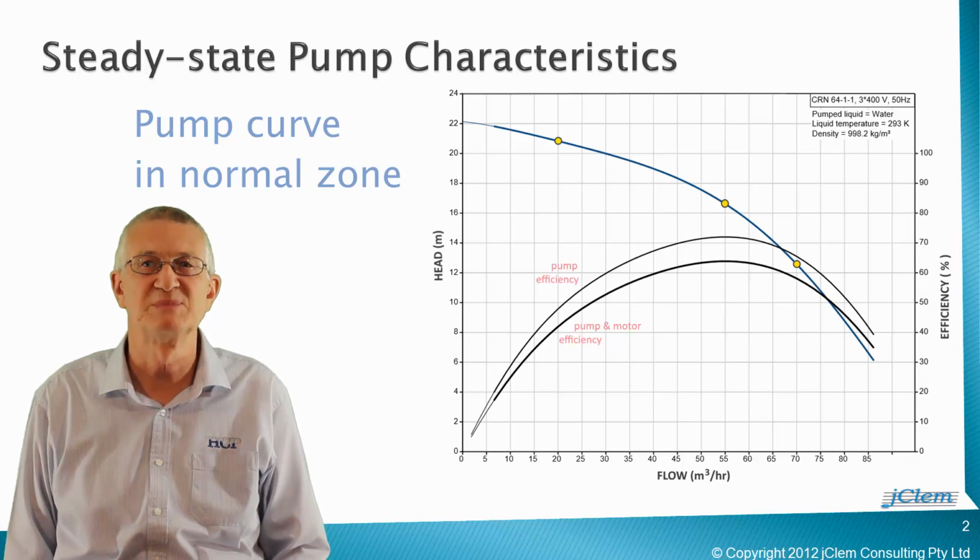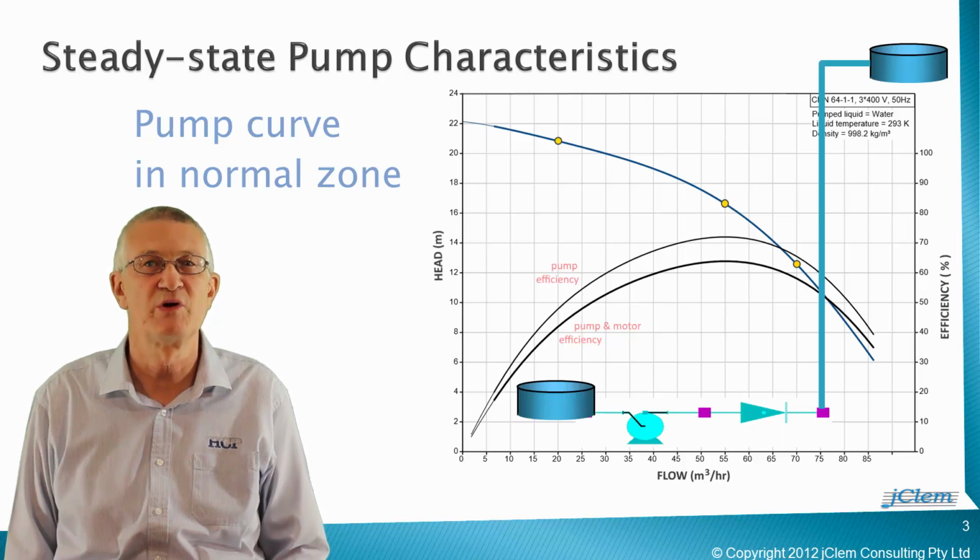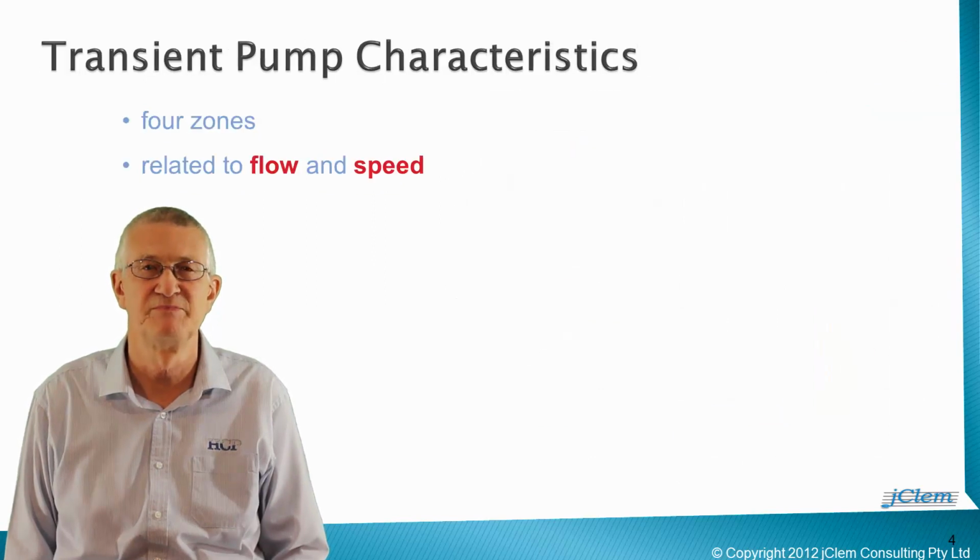limiting our view of pumps to the normal zone is only sufficient in situations where a non-return valve is installed in the pump delivery pipe and where the pump's role is to lift water from a lower hydraulic level to a higher destination. For transient simulations, WATAM accepts the reality that a pump may operate in 4 zones, with the zones defined in terms of pump flow and pump rotating speed.